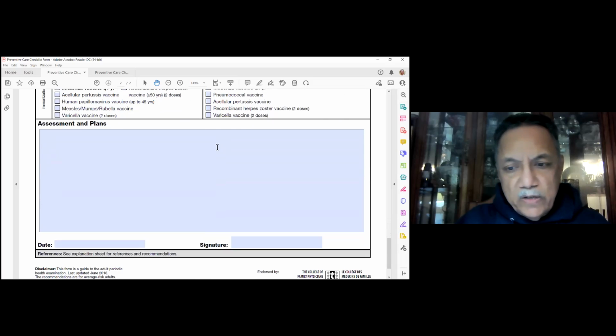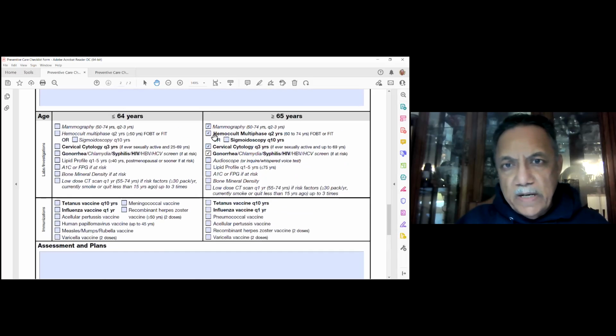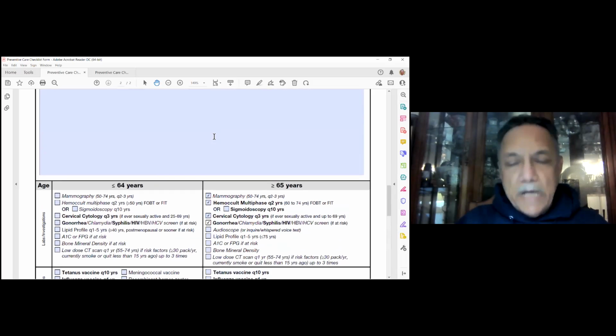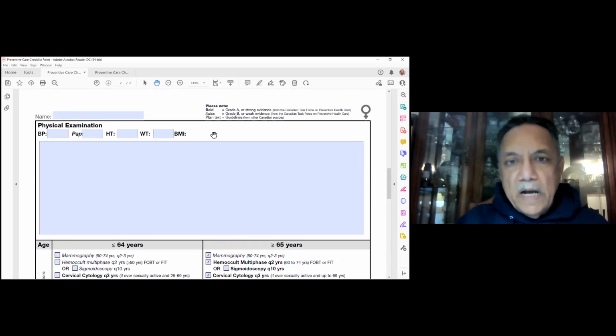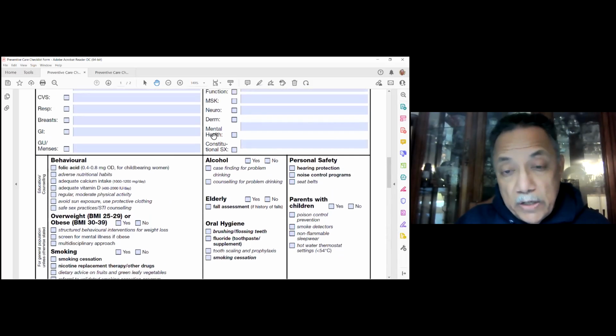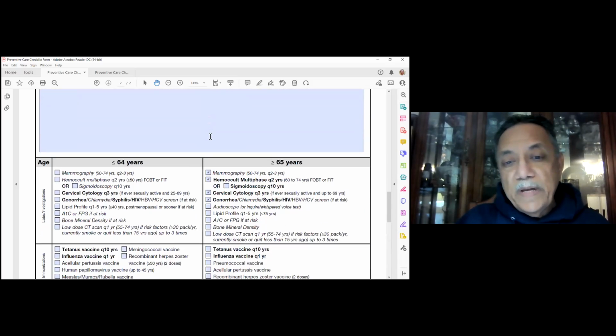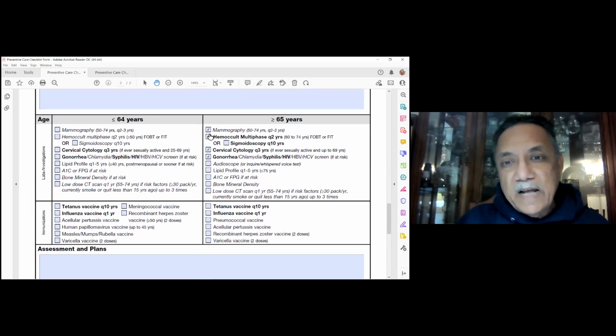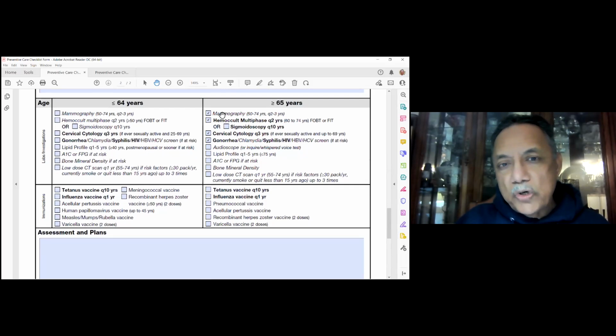If you have any question, then the doctor should fill out this form when we go, exactly. And you should insist on these, like this is your right as a taxpayer, that the doctor should do all these investigations for you if at risk.